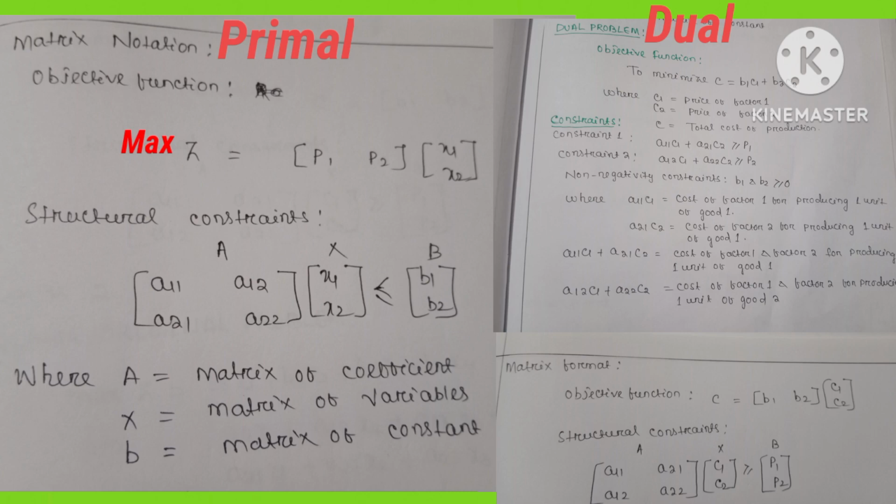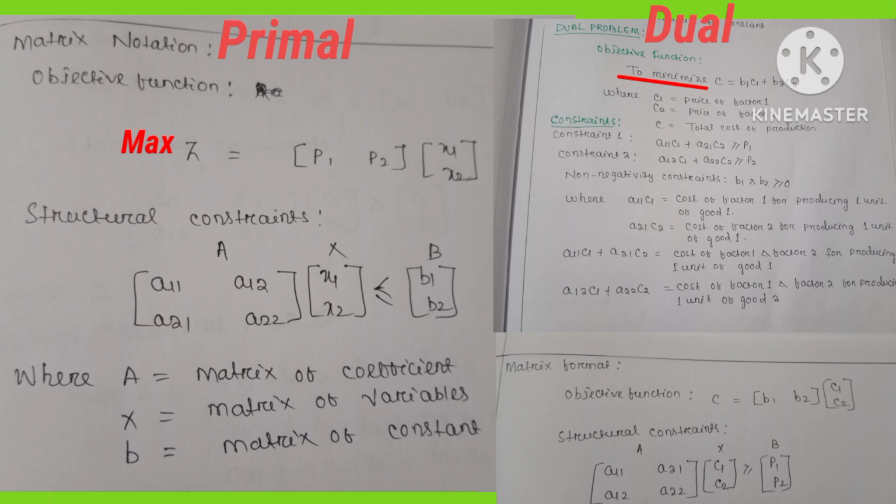First we will change the objective function of maximization in the primal into minimization. So the objective becomes to minimize c = b1 c1 + b2 c2, where c1 represents the price of factor 1, c2 represents the price of factor 2, and c represents the total cost of production.